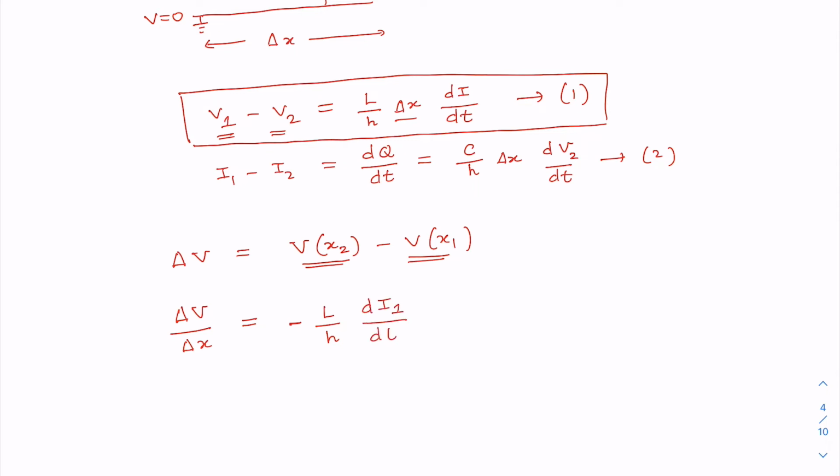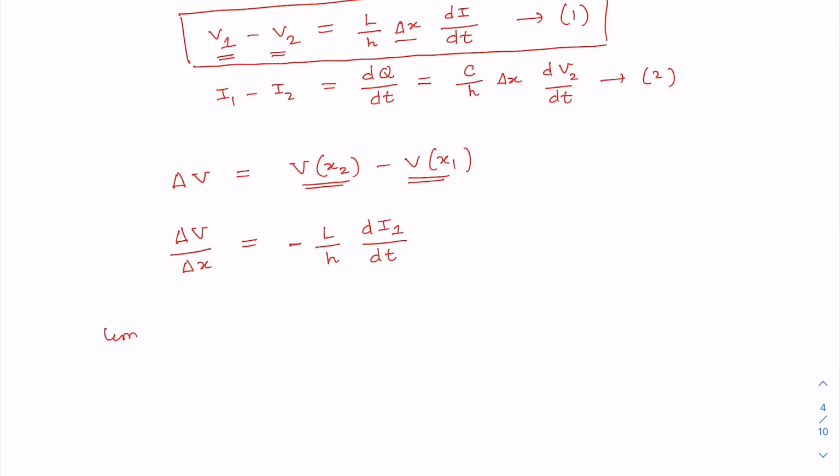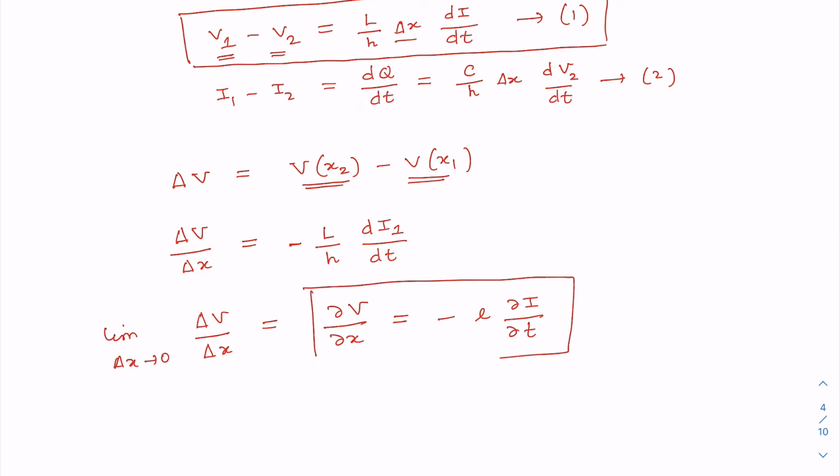Now in the limit delta x tends to 0, we can write del V by del x, and that would be equal to minus L per unit length, let me write it as small l now, times del I by del t. Let me term this as equation number 3.